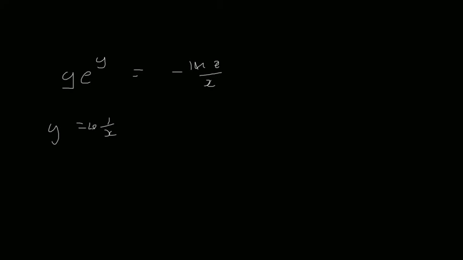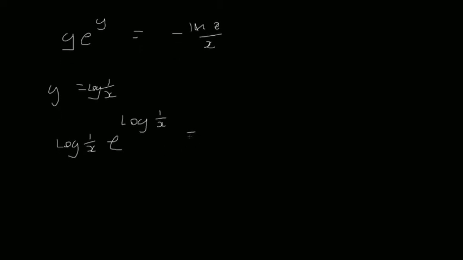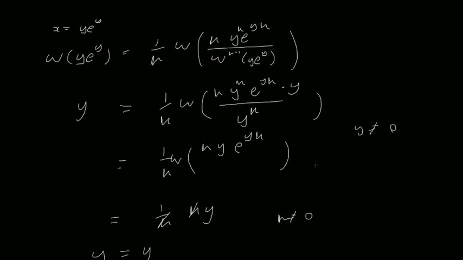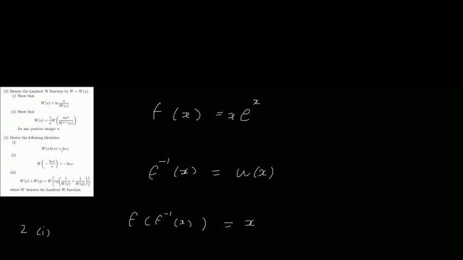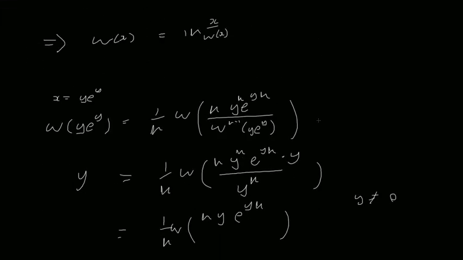Oh, log of 1 over x. Because you've got the log of 1 over x times e to the log of 1 over x. And this is equal to the log of 1 over x times 1 over x, which is equal to minus log x divided by x. And that's exactly what we wanted to show. We end up with the argument that we wanted.